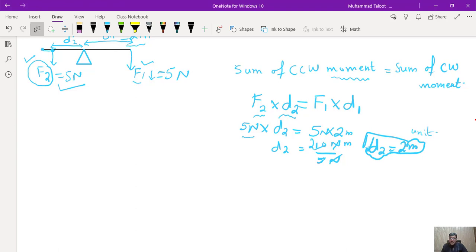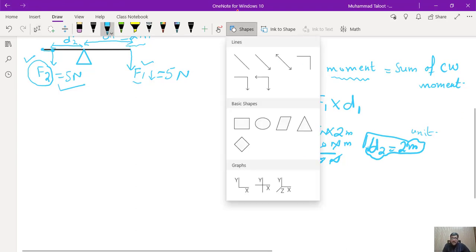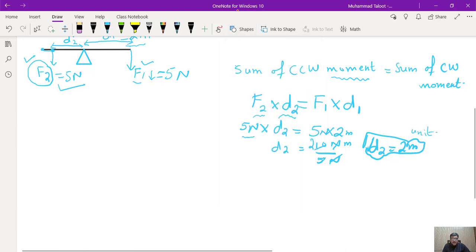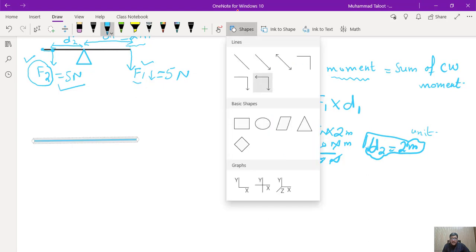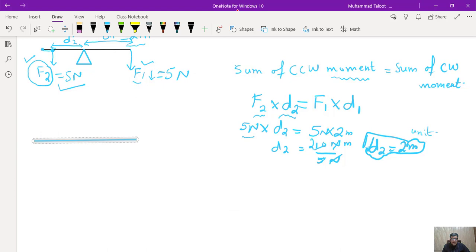Suppose now I take one more example here. First I am going to draw a free body diagram, and the pivot is somewhere in the middle. This is not in the middle. Let me move this. Now I hope it is in the middle.